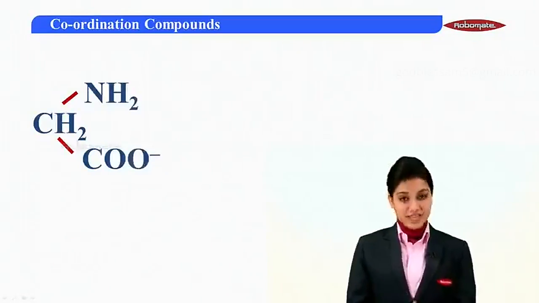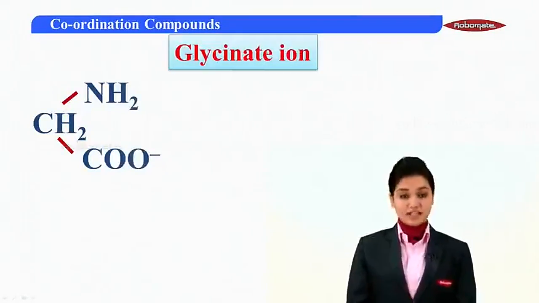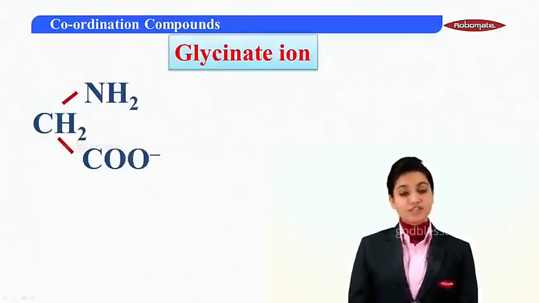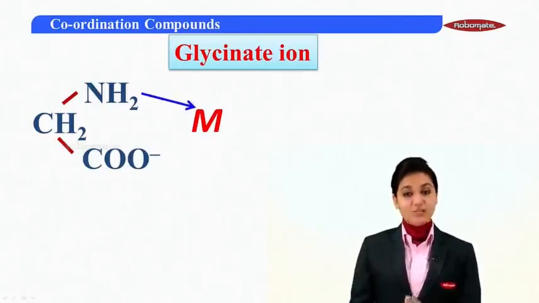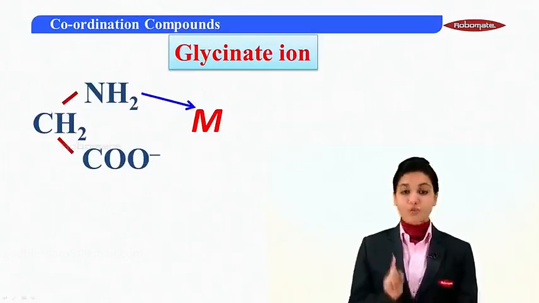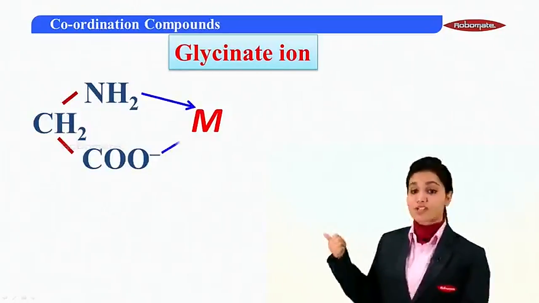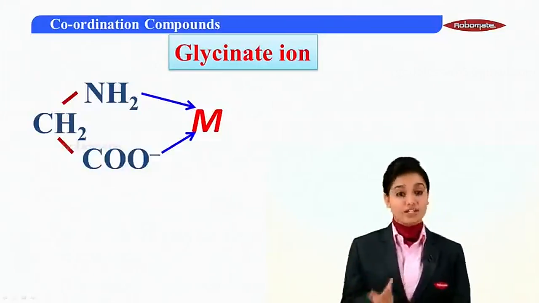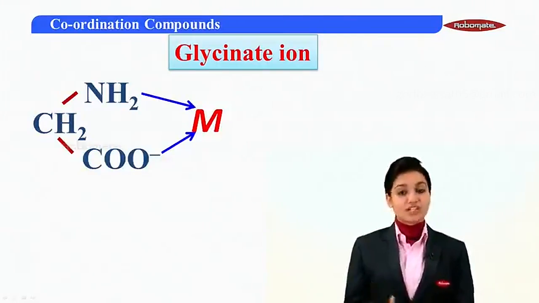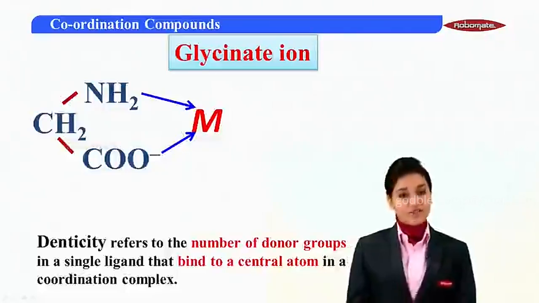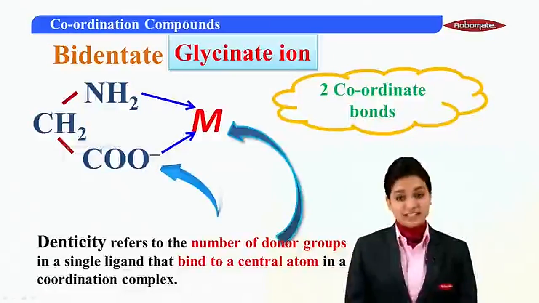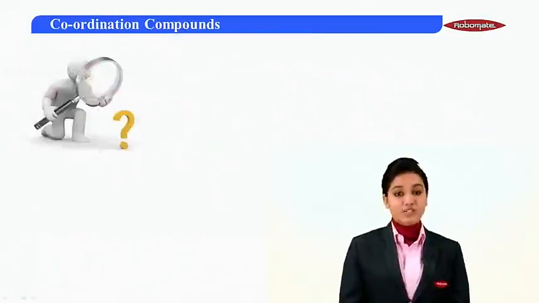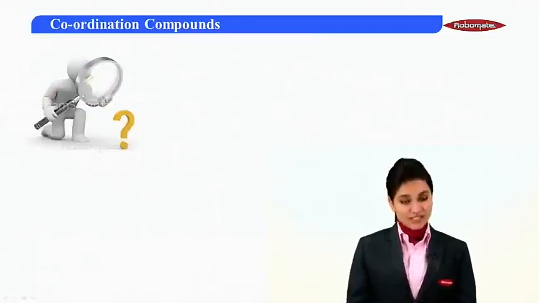Let us take another example. This is your glycinate ion. In this case, again if you observe, we have 2 donor groups. One is nitrogen, another is your oxygen. So if I take a metal here, nitrogen can donate the lone pair and form 1 coordinate bond. Similarly, the oxygen will also donate and form another coordinate bond. So in this case also, there are 2 coordinate bonds formed, and therefore this is also didentate, or I can say a bidentate ligand.